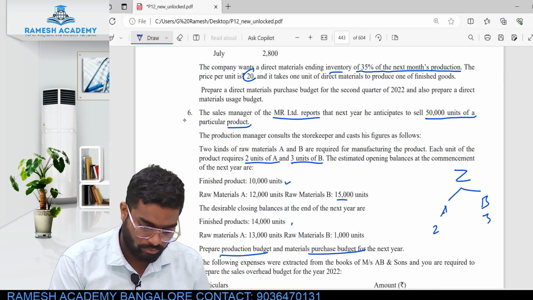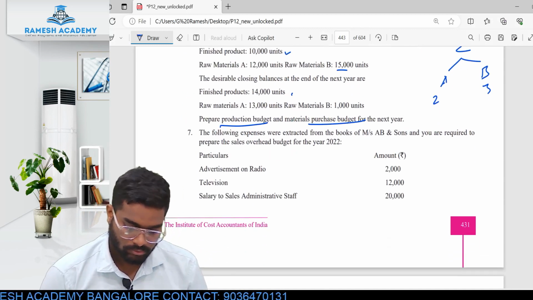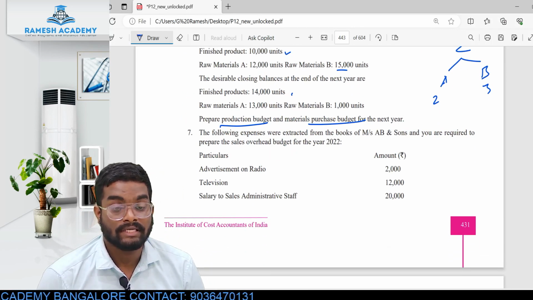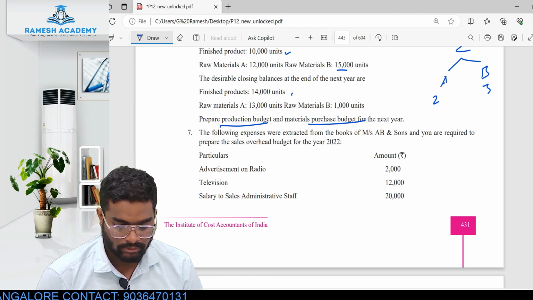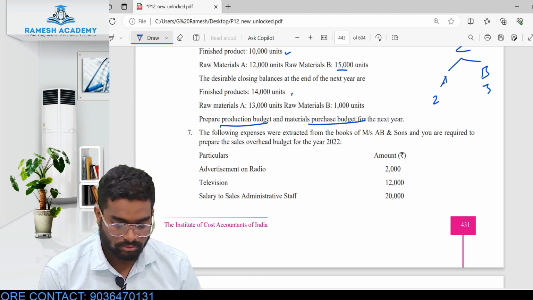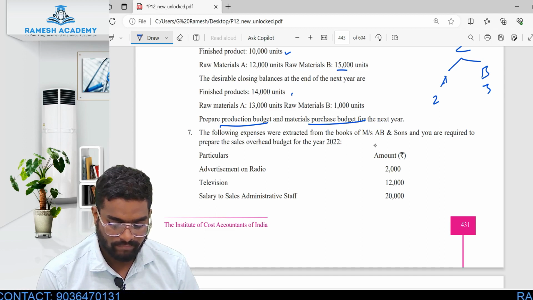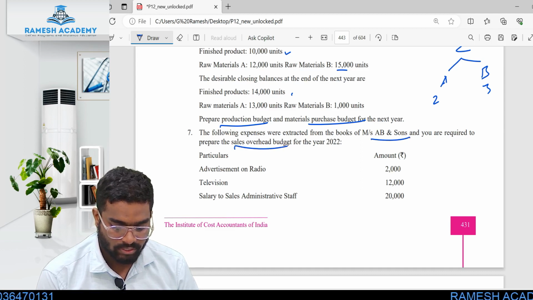Next we'll go to the next question. So this question number 7 is same as illustration 7 also. So both are related to sales overhead budget. So the following expenses were extracted from the books of Messrs. AB and Sons, and you are required to prepare sales overhead budget.